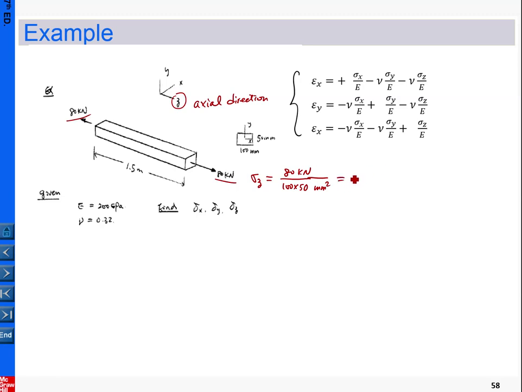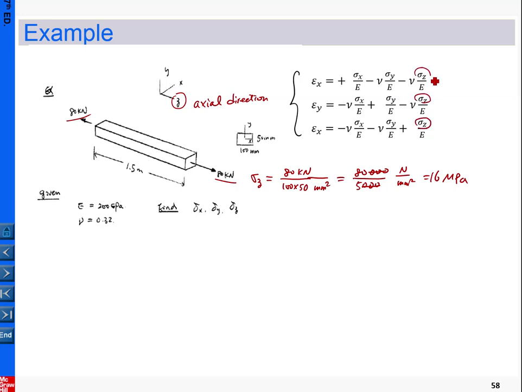100 millimeters times 50 millimeters. Okay, let me do some calculation. 80,000 newtons over millimeter squared, divided by 50 times 100, so cancel this one. So this is 16 MPa. So sigma z is 16 MPa.